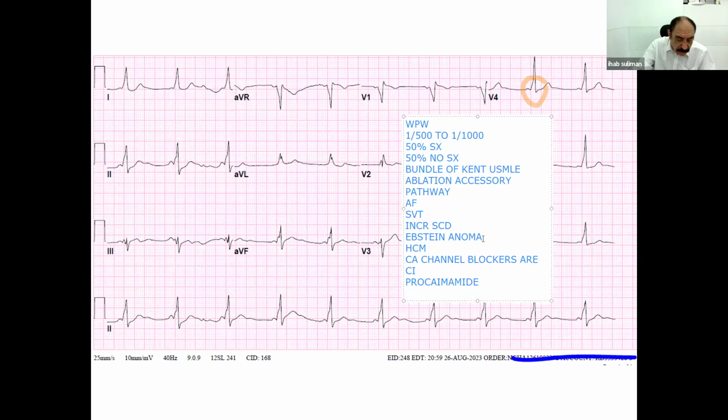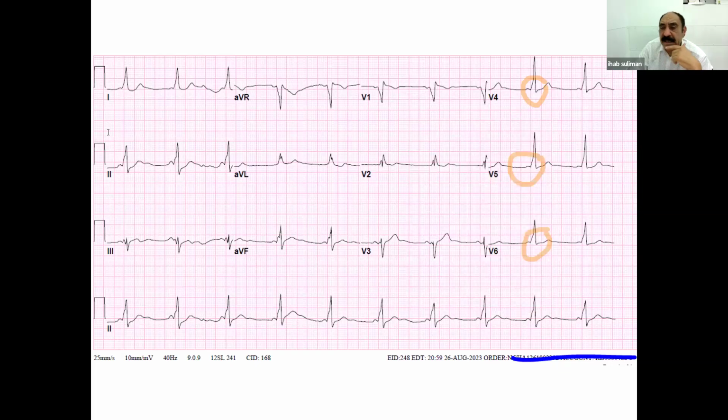In the past, they used to be treated with amiodarone, but amiodarone sometimes could be useless because it will take more time and it could complicate the matter. So you prefer procainamide in the treatment of those patients with WPW syndrome if they come to the ER with rapid palpitation. So this is WPW syndrome.